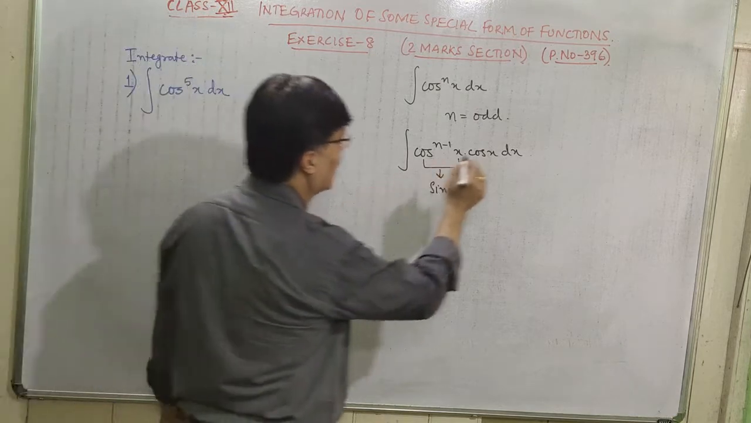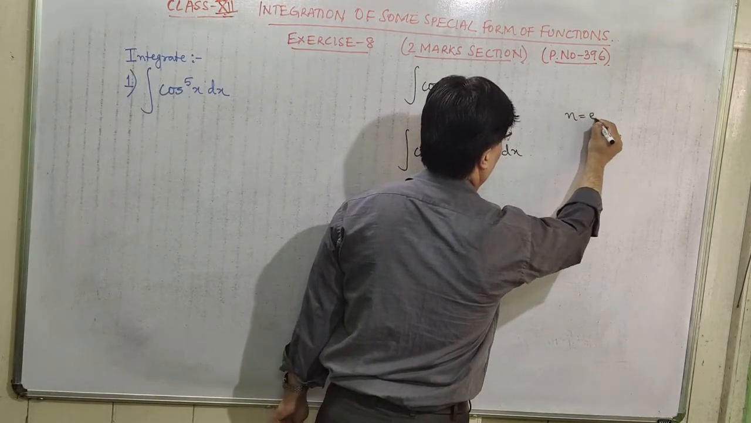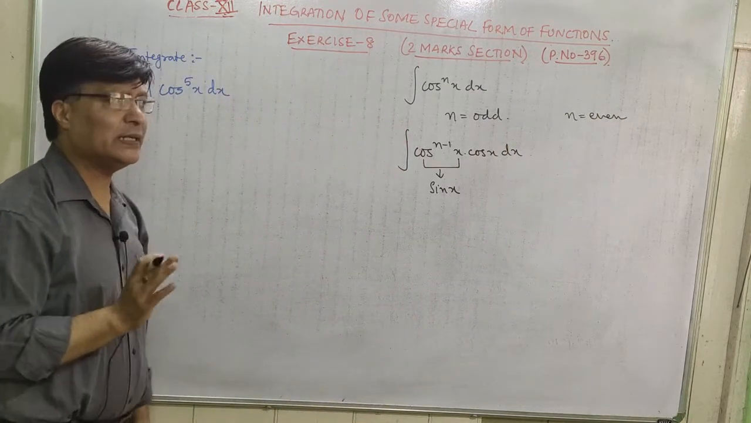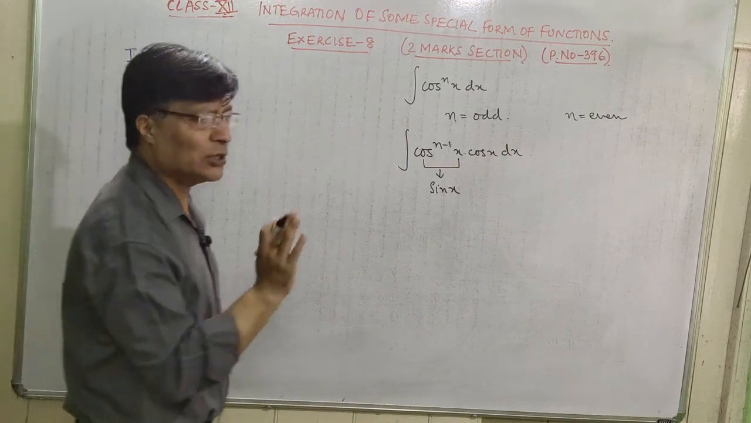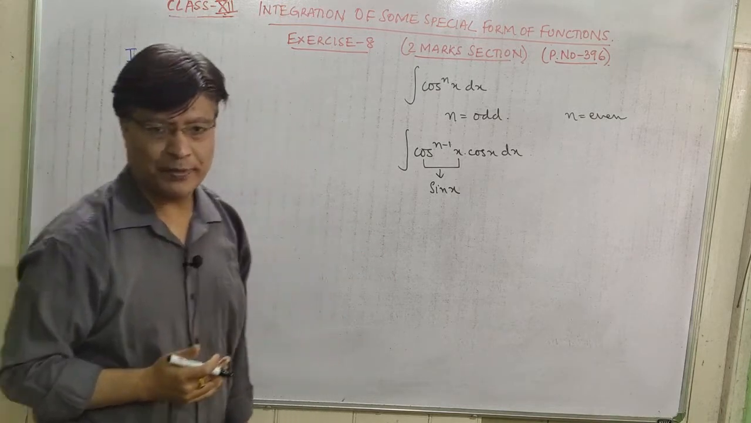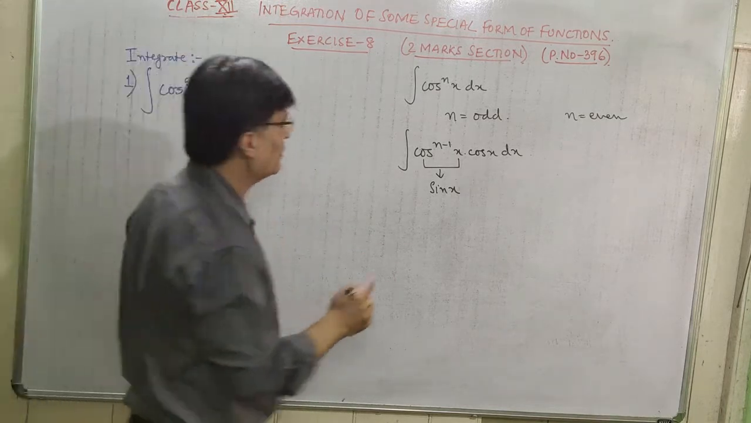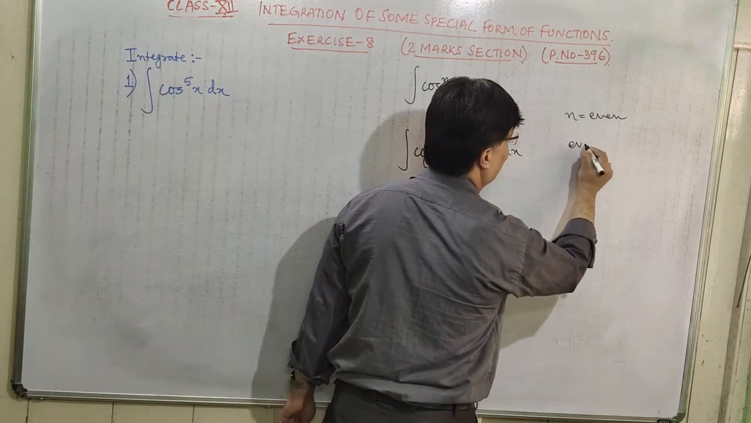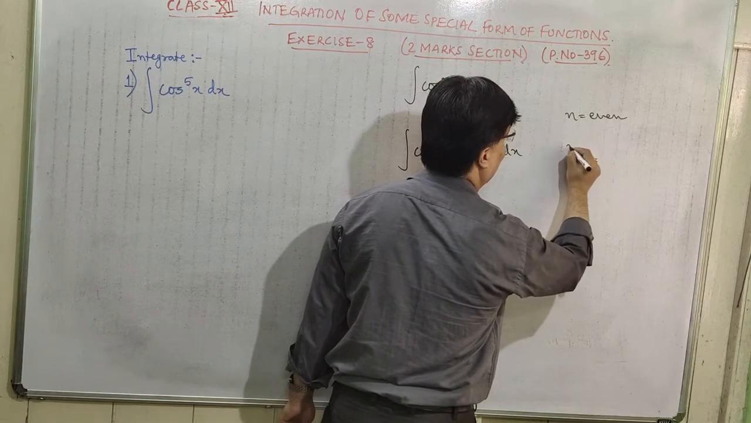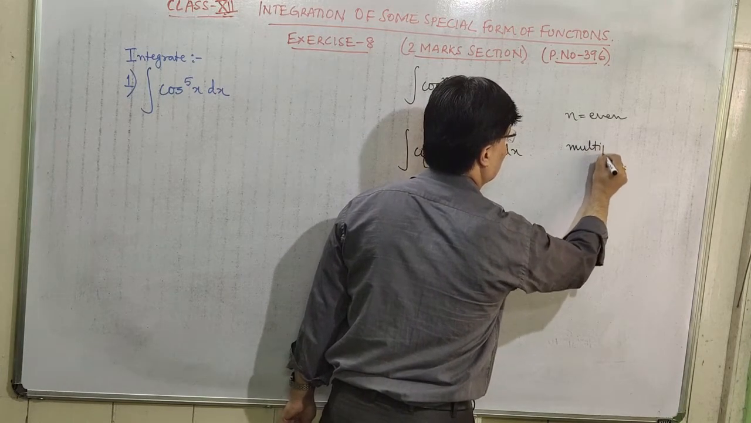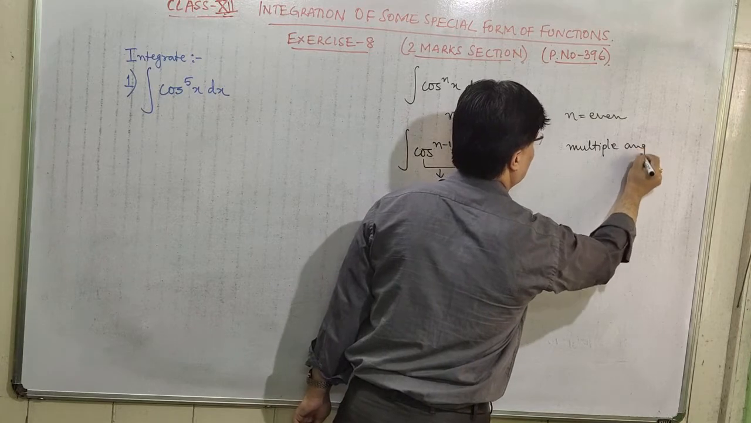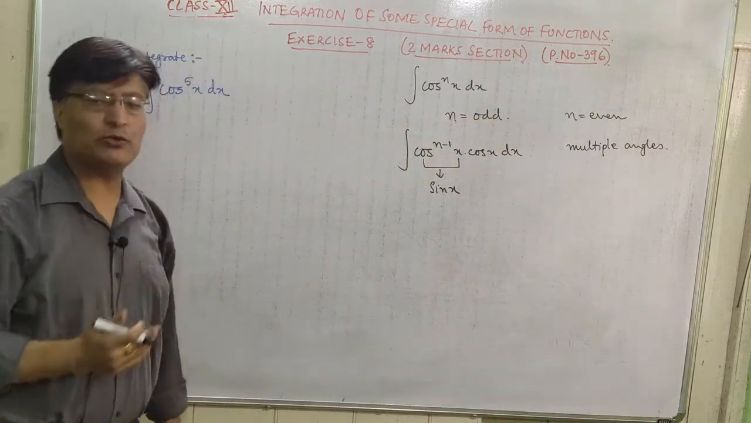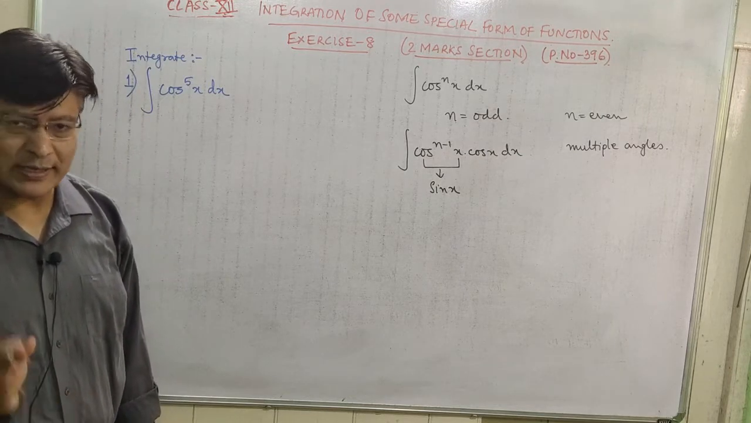So if the power n is even, then what is the method in this case? If the power n is even, then what is the method? You have to convert into multiple angles form. If the power n is even, then you have to convert this cos to the power nx in terms of multiple angles, like 2 cos square theta, or it may be 2 sin square theta. Okay, is that clear now?